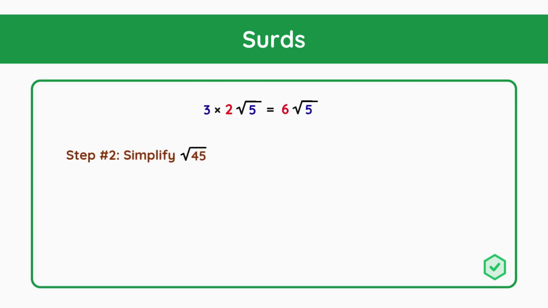Next, let us simplify our second term, square root of 45. We break down 45. 45 can be written as 9 times 5. 9 can be written as 3 times 3. So the prime factorization of 45 is 3 times 3 times 5. Under the root, this is square root of 3 times 3 times 5. We have a pair of 3's which we move outside to get 3 square root of 5.